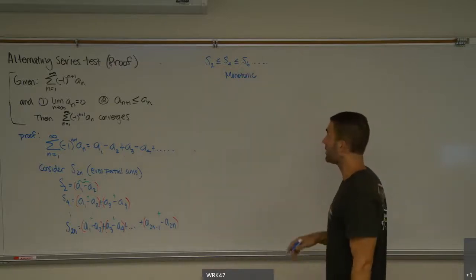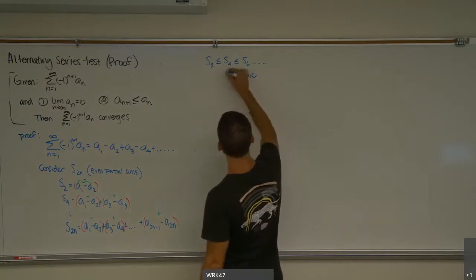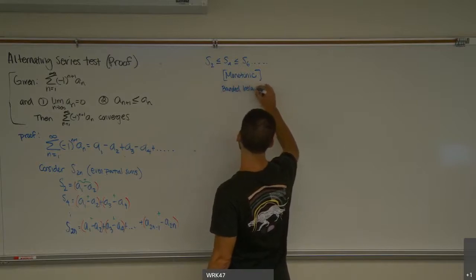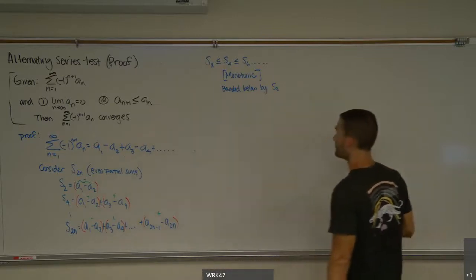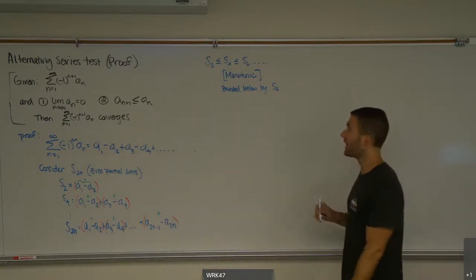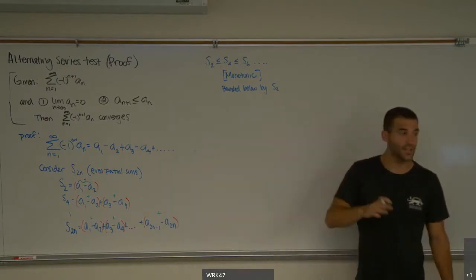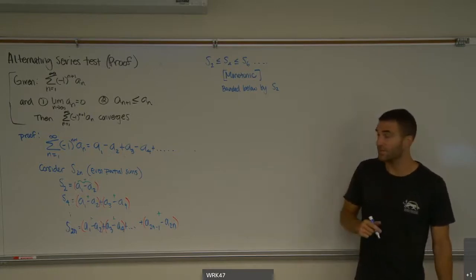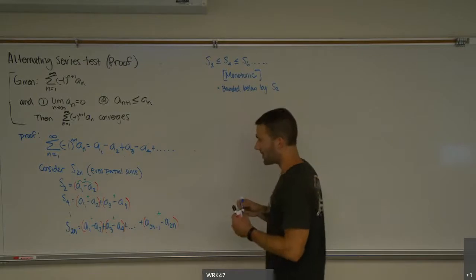It is bounded below by S2, the smallest partial sum. It's monotonic. It is bounded below by S2. And if I can show that it's also bounded above, then I'll use the fact in 9.1 that a bounded monotonic sequence must converge to something. I don't know what it is, but I know it converges. So I know it's bounded below. Now let's see if it's bounded above.